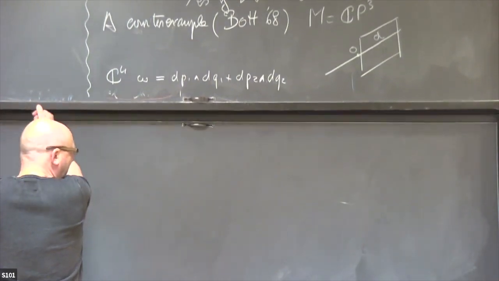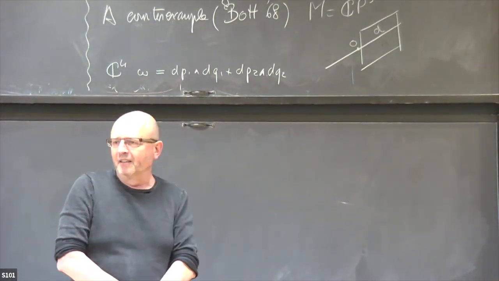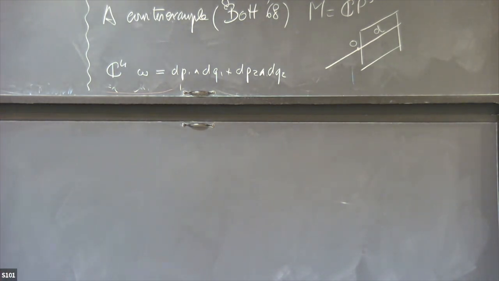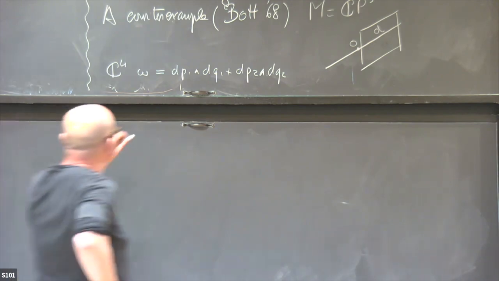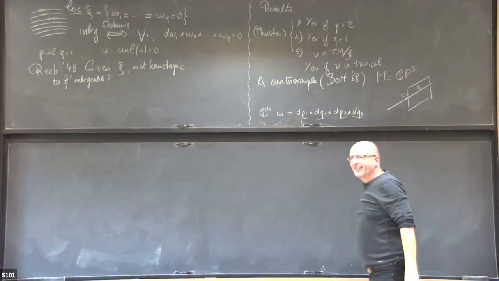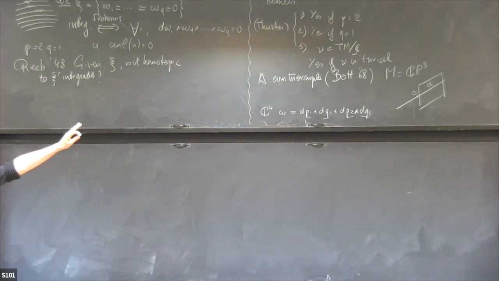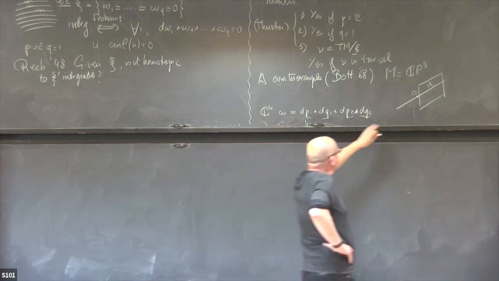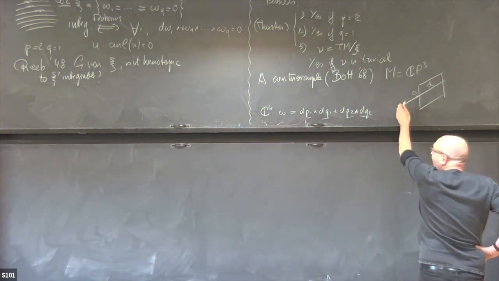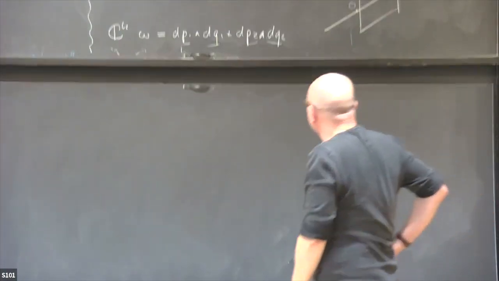I claim afterward that this hyperplane field is not homotopic to any integrable one. Now I'm thinking in real terms, as a four-dimensional field in a six-dimensional manifold. The p and q over there are complex coordinates: p1, q1, p2, q2, complex coordinates. I just use this form to make, for every complex line, a complex hyperplane that contains it.